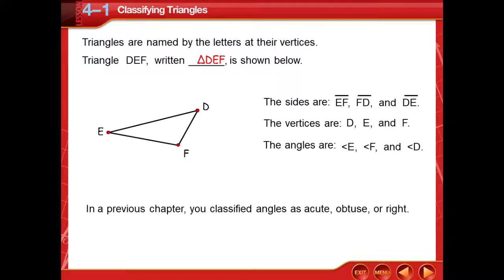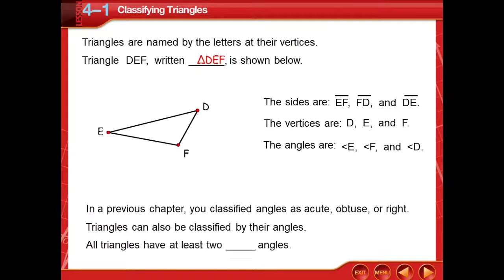In a previous chapter, you classified angles as acute, obtuse, or right. Triangles can also be classified by their angles. All triangles will have at least two acute angles. The third angle is either acute, obtuse, or right.